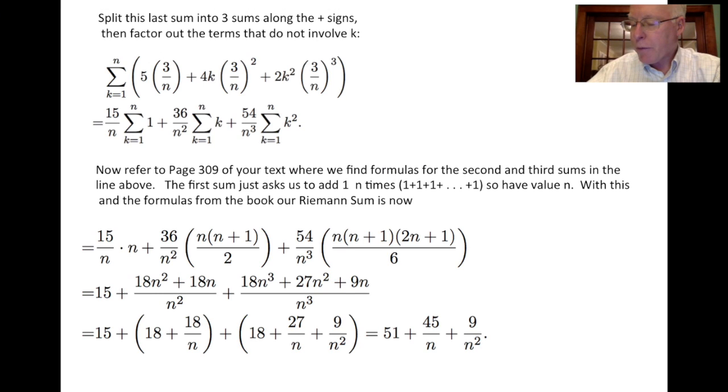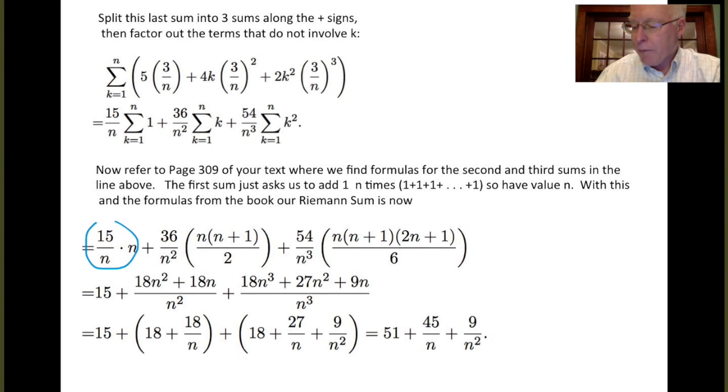So now it's just a bunch of algebra. 15 over n times n gave us the 15 out here. In this next term, I just expanded the polynomial in the top to get n squared times n to get n squared plus n. 36 over 2 gave 18. So this expression simplifies to that, and likewise I just did the expansion and cancellation on the third degree term over here to get this term.